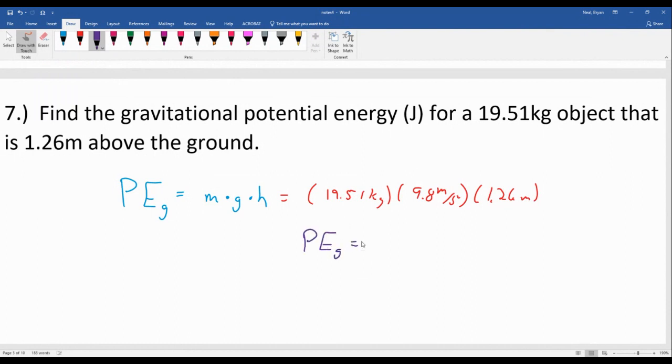All we need to do now is just evaluate, and running that all through a calculator, multiplying it together, appears to be about 240.91.